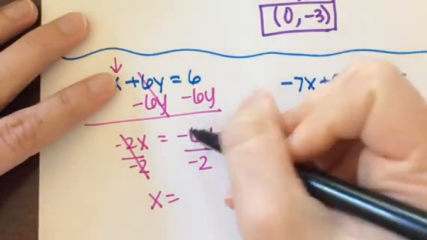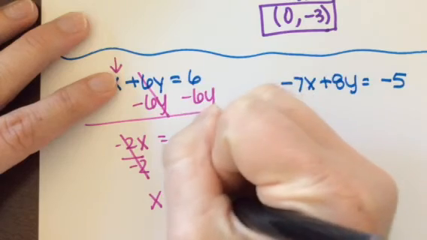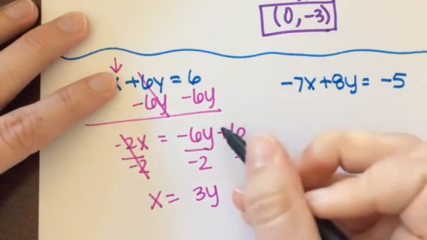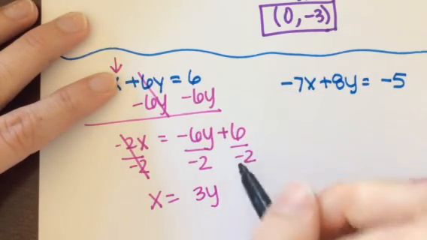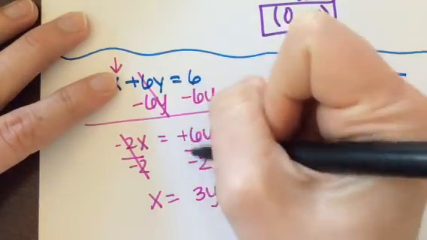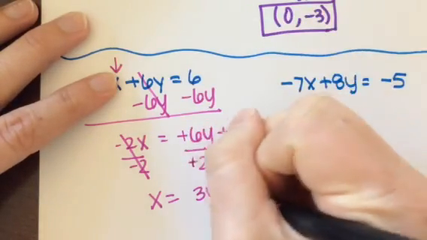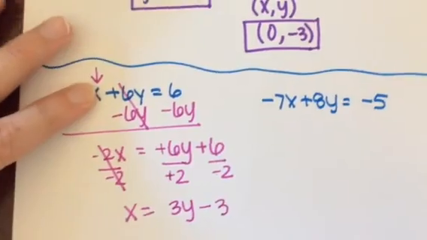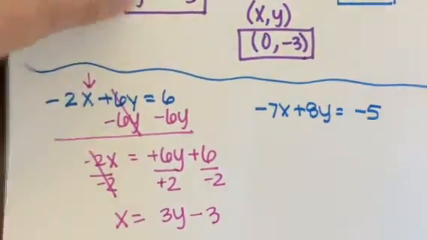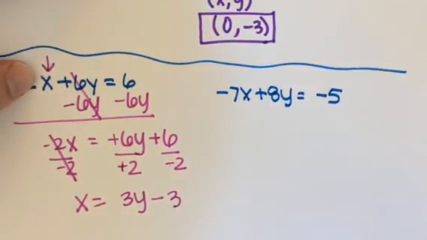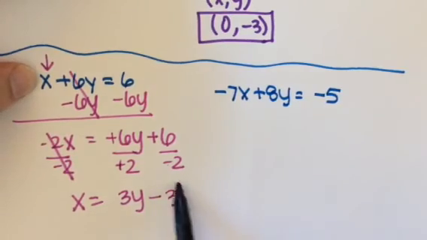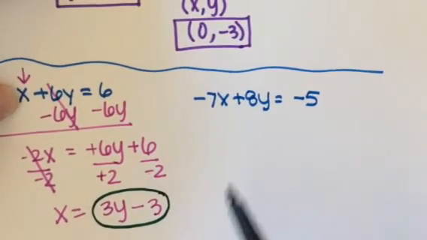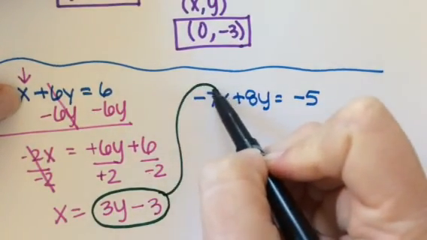X equals -6 divided by -2 is 3y, and then -6 divided by -2, remember, careful with your signs here, that's going to be a -3. Now you have x by itself. So you know another representation for x. Grab that other representation, plug it into your second equation.